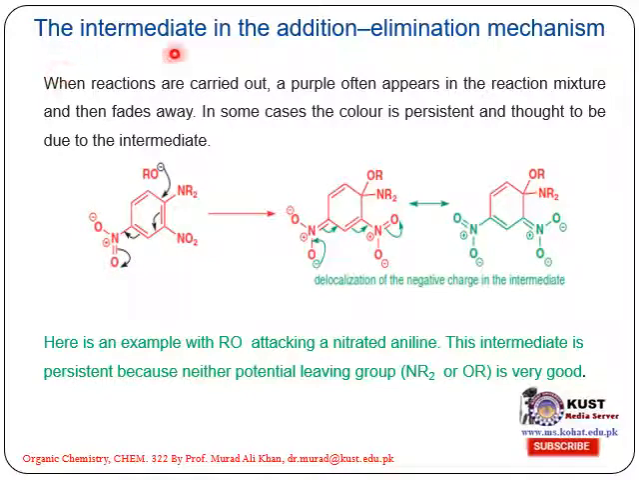What is the intermediate in the addition-elimination reaction? When reactions are carried out, a purple color appears in the reaction mixture and then fades away. In some cases, the color is persistent and thought to be due to the intermediate. Here, there is delocalization of the charge in the intermediate. The continuous delocalization.